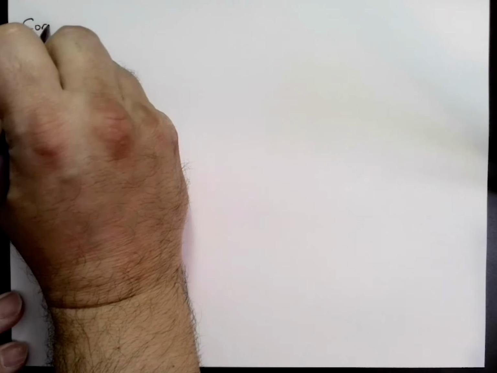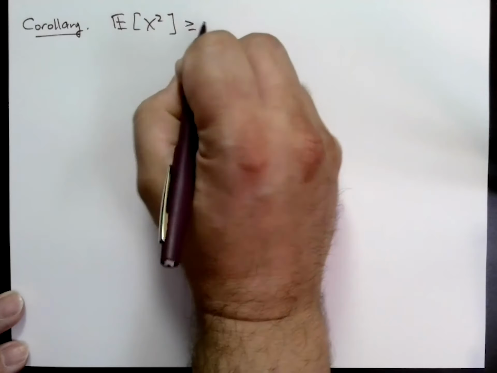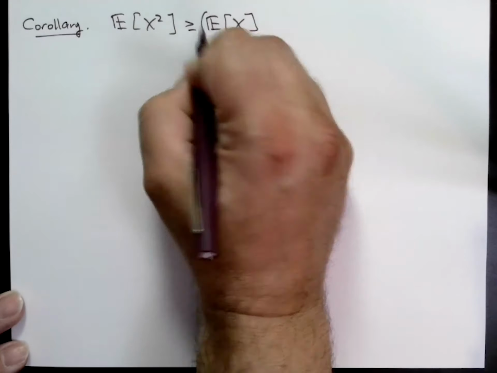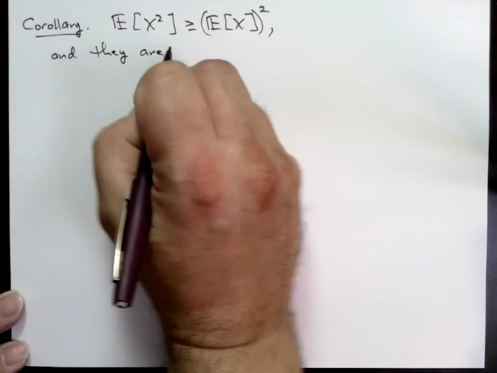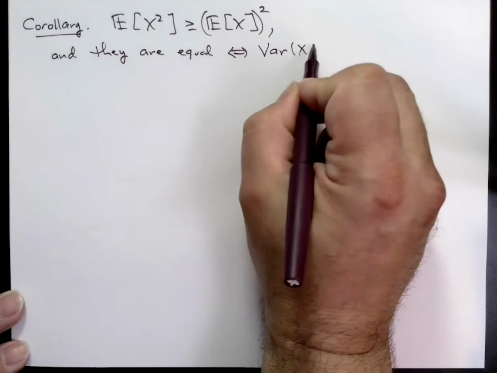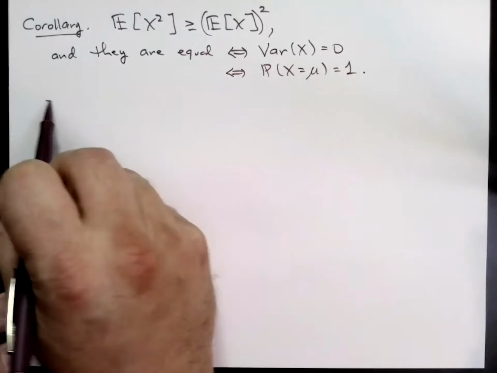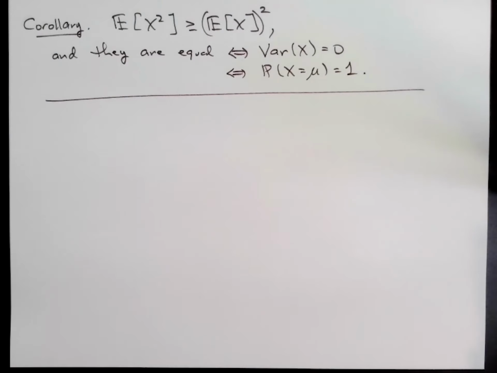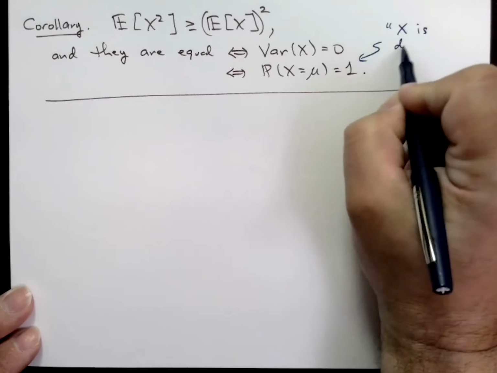A very interesting corollary of the previous formula, which is one special case of what's called Jensen's inequality, says that the expected value of the x squared random variable is greater than or equal to the square of the expectation of the random variable. Moreover, these two quantities are equal if and only if the variance of x is 0, which is the same thing as saying the probability that x equals its mean is 1.